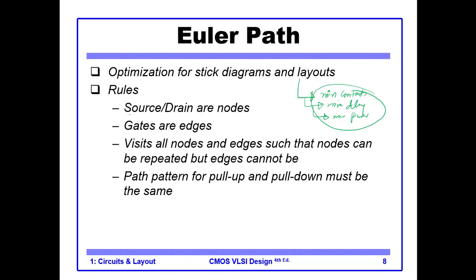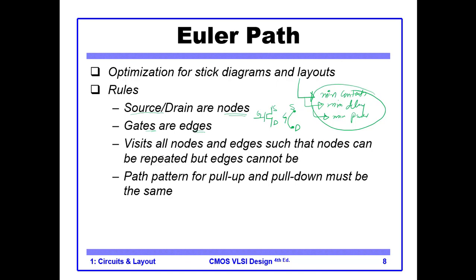Basically you treat the source and drain as nodes and the gate as edges. So basically the approach is a graph theory approach. You translate all the sources and drains to nodes and all the gates to edges. For example, let's say this is our transistor and we say this is source, this is drain, this is gate. So the Euler representation or Euler graph will be like this. The source and drain will be denoted as nodes and this gate will be denoted as this edge.